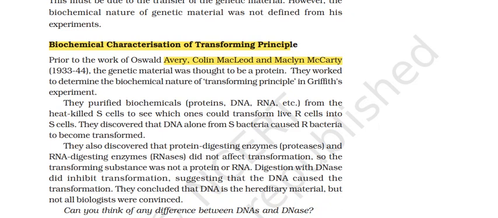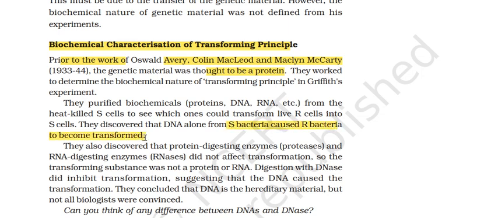Fine. The genetic material was thought to be a protein. इनसे पहले, prior to the work of these people, the genetic material was thought to be a protein. They worked to determine the biochemical nature of transforming principle in Griffith's experiment. They purified biochemicals, proteins, DNA, RNA, etc. from the heat-killed S cells to see which ones could transform live R cells into S cells. They discovered that DNA alone from S bacteria caused R bacteria to be transformed.